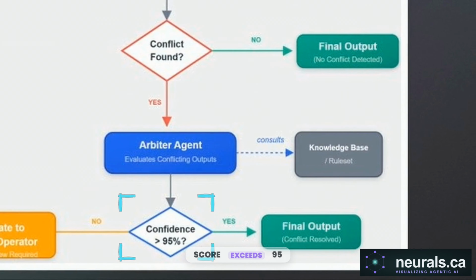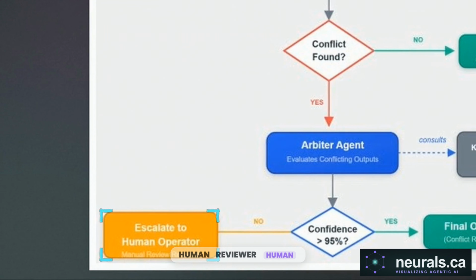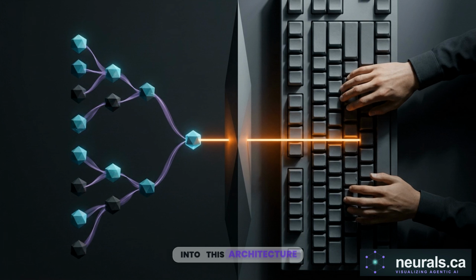If that score exceeds 95%, the decision is accepted. But if the arbiter fails to reach high confidence, the system immediately routes the decision to a human reviewer. Human review is engineered into this architecture as a deterministic branch of the logic tree. It is a planned safety net for high-stakes ambiguities.